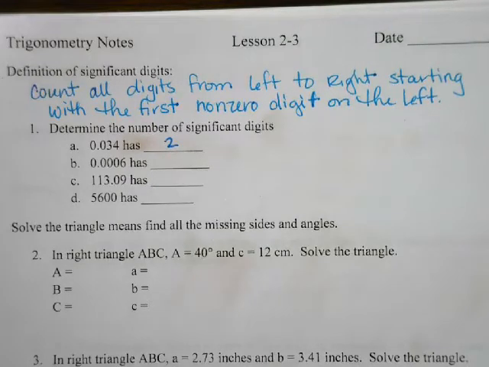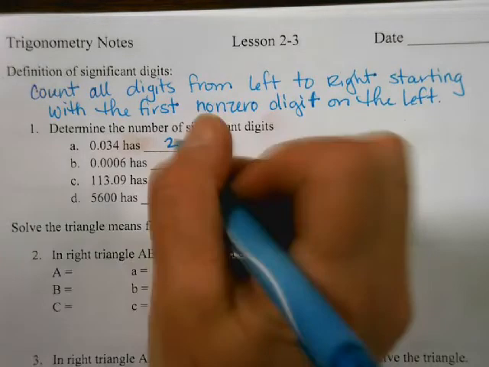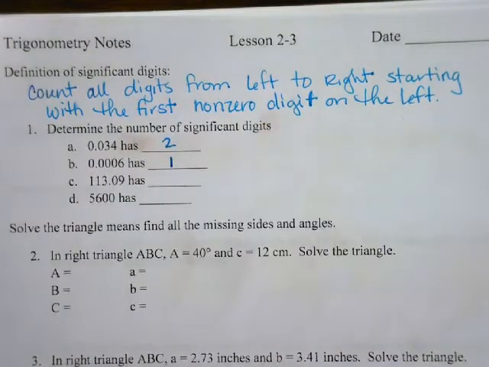How about B? 0.0006. 1. Okay, now it's a tricky one. 113.09. That guy has 5. We count that 0 because it's in the middle. Does that make sense?